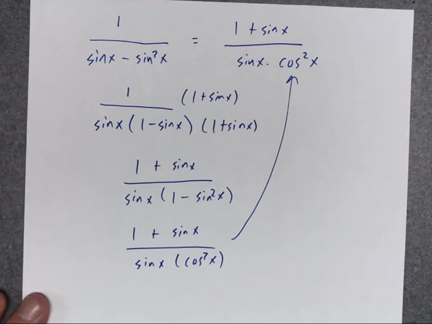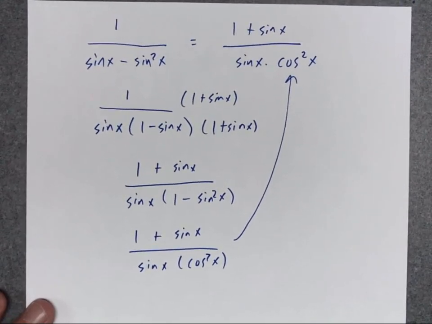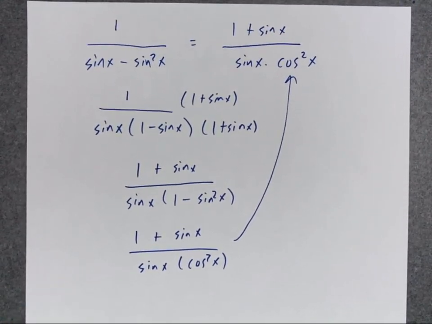So those are some examples of trig identities. Sometimes it's trial and error. The more you do them, the better you get. But it's just a part of trig. So that's trig identities.